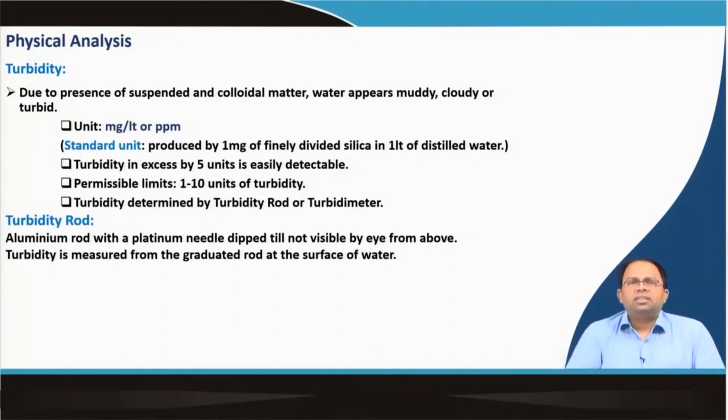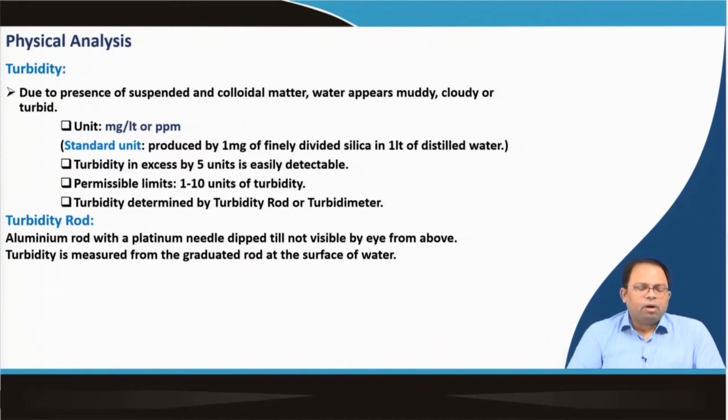And turbidity, as we have discussed, is due to the presence of suspended and colloidal matter, and water appears muddy, cloudy or turbid. The unit of turbidity is milligram per liter or parts per million, both of them, and the standard unit is produced by 1 milligram of finely divided silica in 1 liter of distilled water. So, that is the standard unit that we use, and an excess of 5 units is easily detectable. That means, when the turbidity is more than 5 units, we can detect it, and the permitted limit is around 1 to 10 units of turbidity. We use a turbidity rod or a turbidity meter to determine the turbidity of a particular sample.